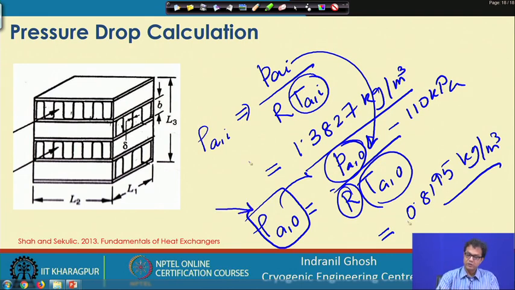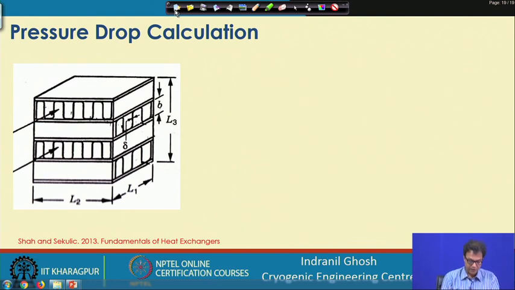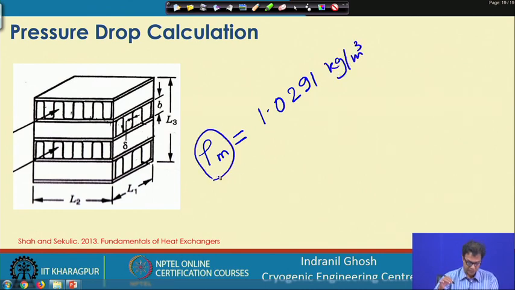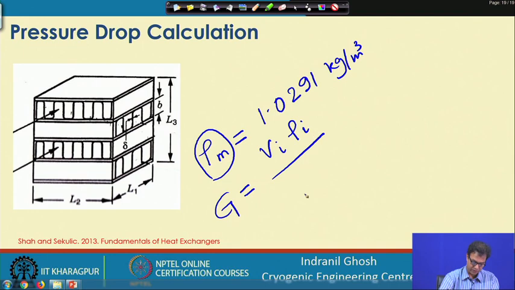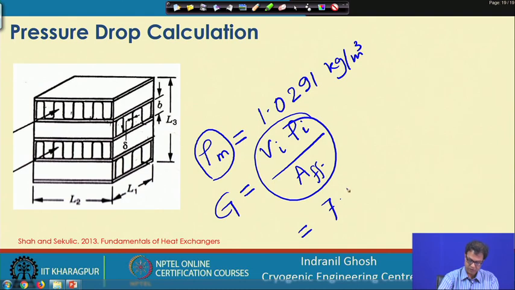Based on these two values of rho inlet and rho exit, we can then calculate the rho m. This will come out as 1.0291 kg per meter cube. So, this would be the mean density, and then we have the G. G can be estimated from the volumetric flow rate multiplied by rho at the entry, and then the free flow area, which is already given. From here we can calculate the G value, or the mass velocity, as 7.086 kg per meter square per second.